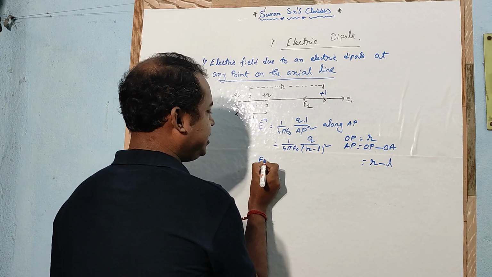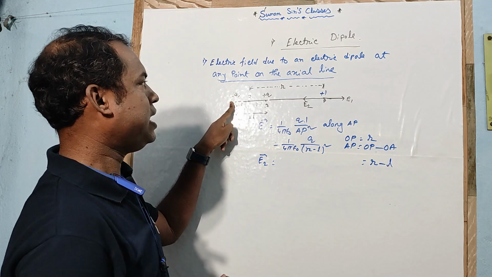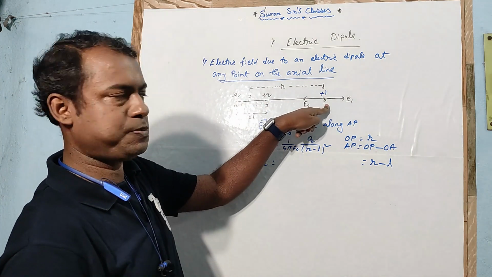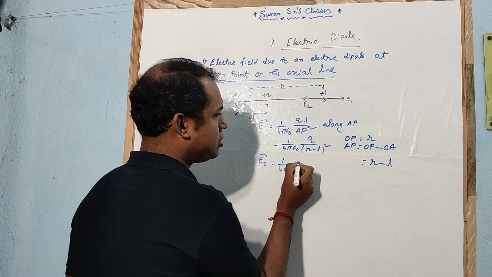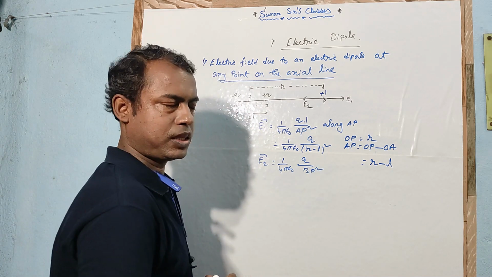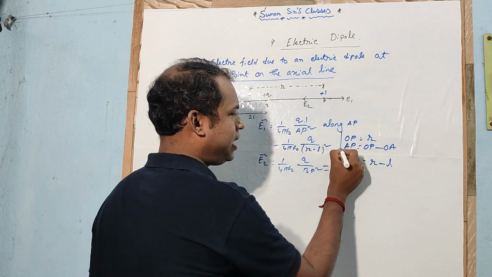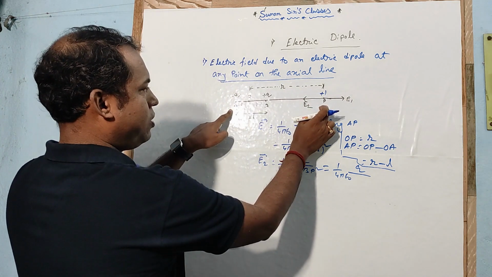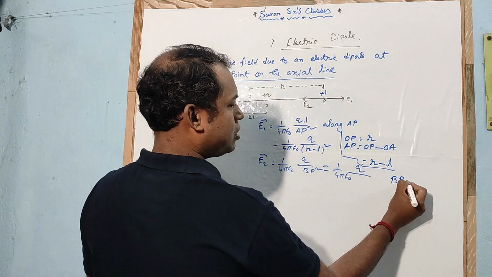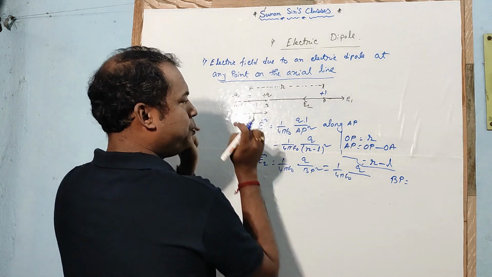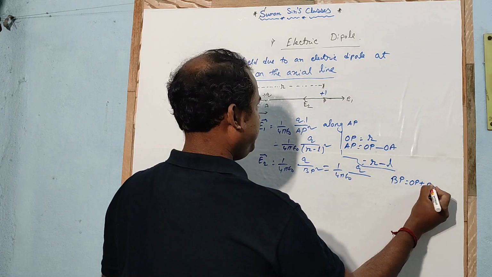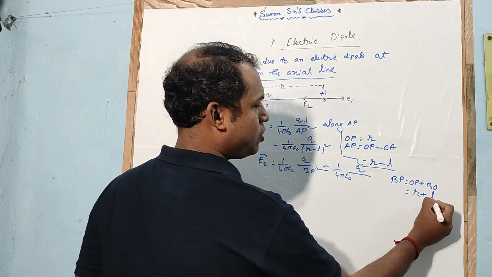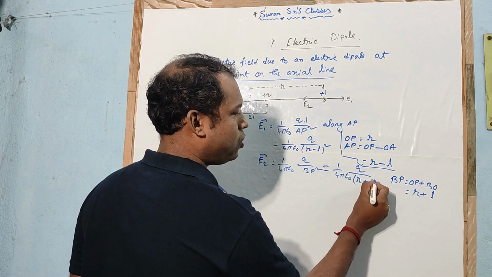Next is E2, the electric field due to the negative charge, minus Q, placed at position B. We want to find the electric field at position P also. So again we write 1 by 4 pi epsilon naught, Q by BP square. What is BP? BP equals OP plus BO. OP equals R, and BO equals l. So BP is R plus l, and the square is R plus l whole square.